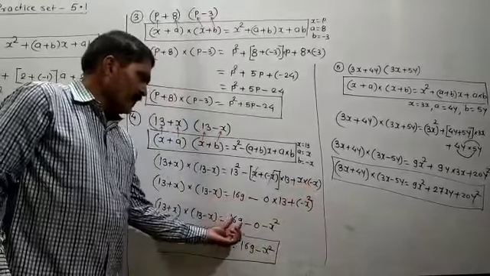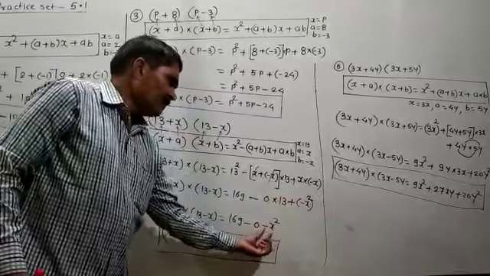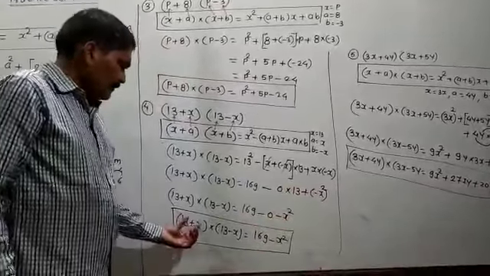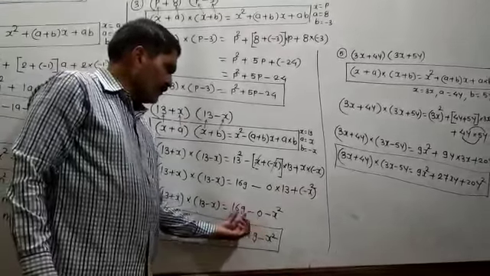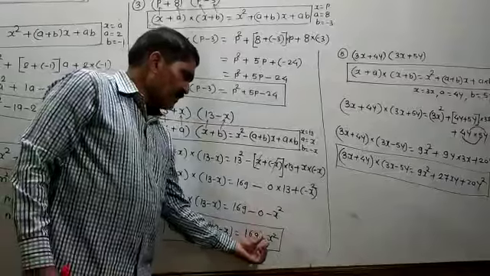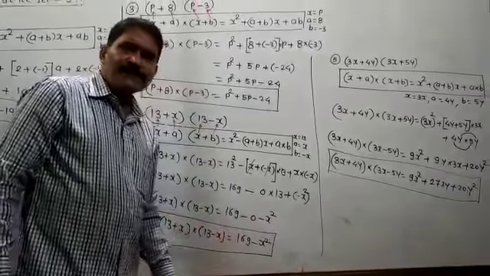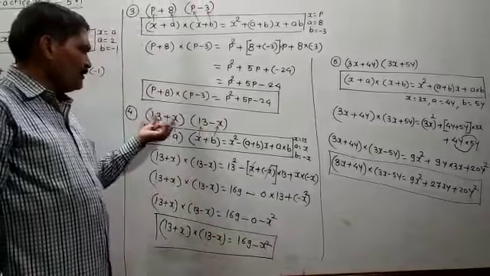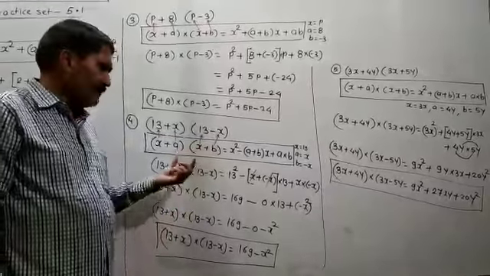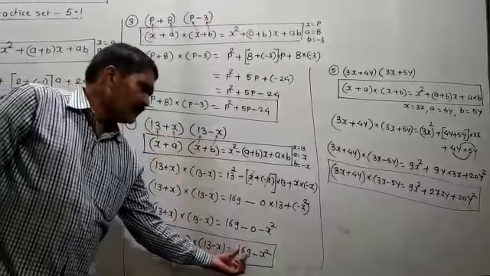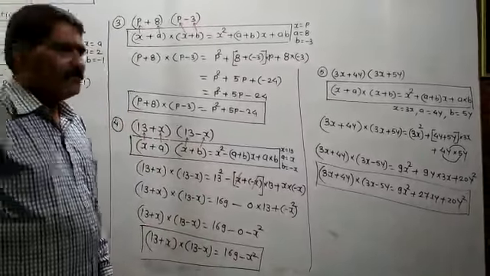Then 169 as it is, 0 as it is, plus times minus is equal to minus x². Then you have to remove this 0. So 169 as it is, minus x². So (13 + x)(13 − x) is equal to 169 − x². Otherwise you can utilize the identity (a + b)(a − b): at that time a² − b² will come, means 169 − x². If you utilize that identity, then also our answer will come correct.